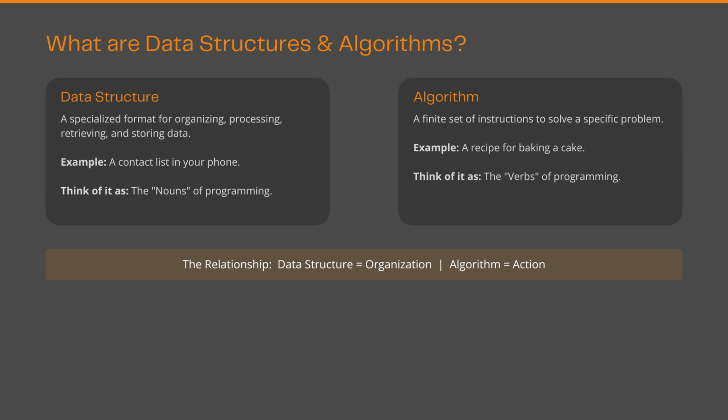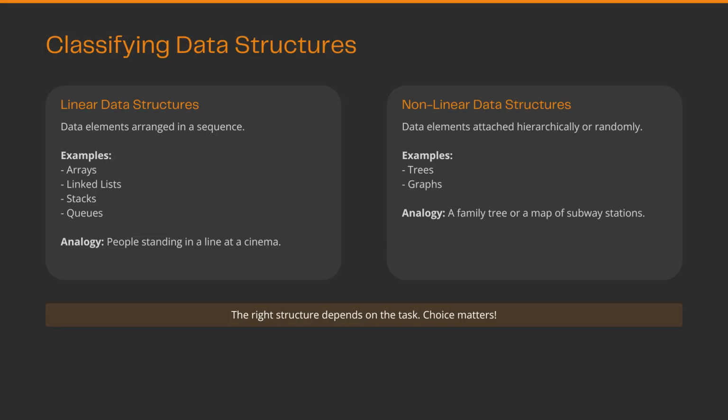Now that we understand the definitions, let's see the different ways we can organize these nouns. In information technology, we don't just use one type of container for everything. We categorize them based on how they connect. Linear structures are like people standing in a line at a cinema. One person is always behind another. It's a simple, predictable sequence. Common examples you'll use in your first coding projects are arrays and lists.